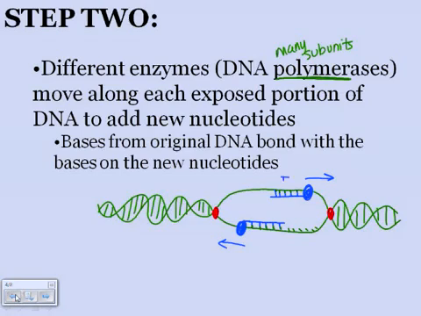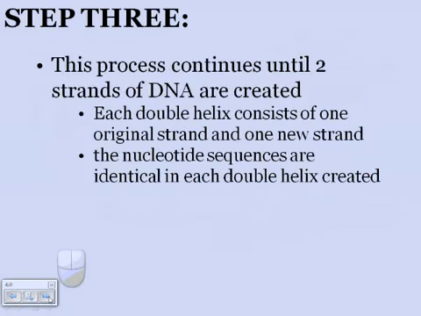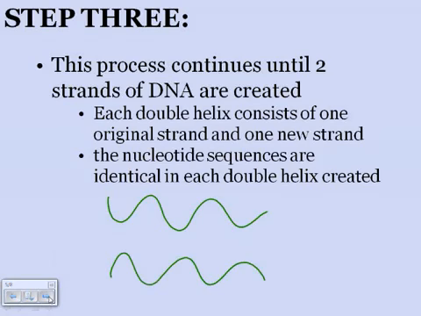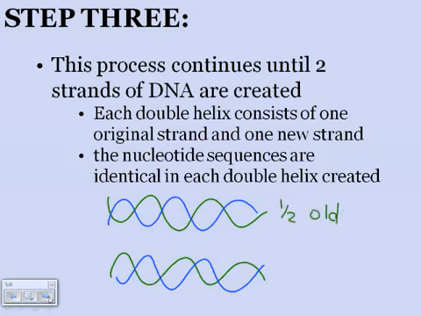So we can draw some of the free-floating nucleotides, those free-floating pieces that polymerase is going to have to put into place and attach to build our other half of our strand. This is going to keep going until what we ultimately end with are two separate strands of DNA, and the two separate strands of DNA are going to be half old versus half new.